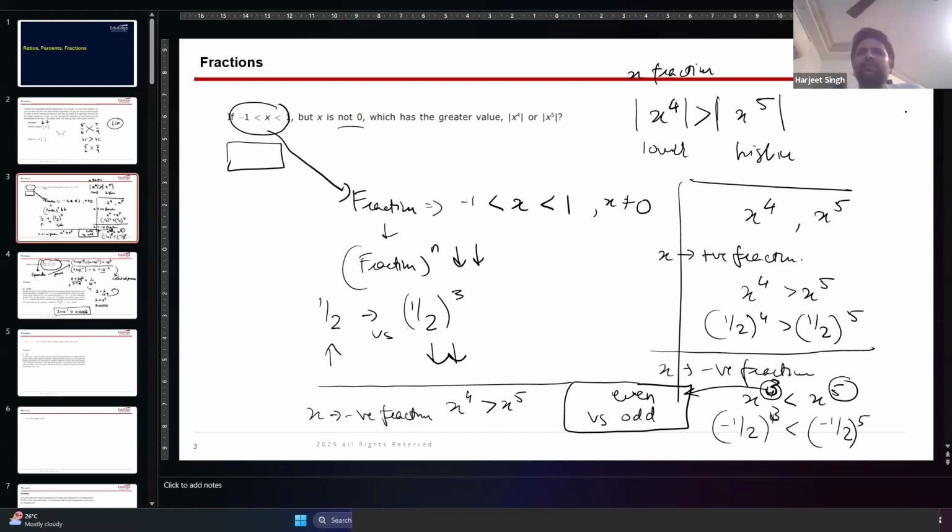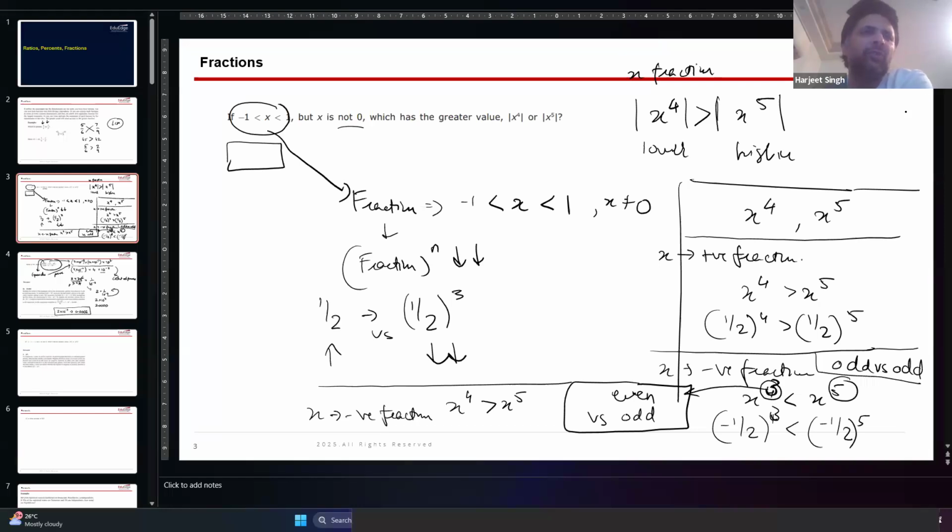So that is even versus odd, versus odd. And when both are positive. Now, why am I doing this? Because some complicated problems could involve you having to solve for various scenarios.